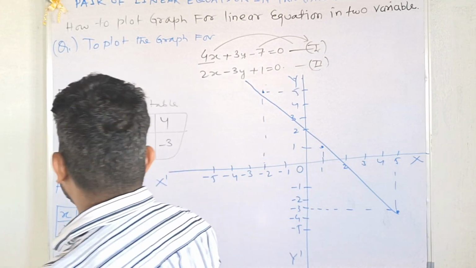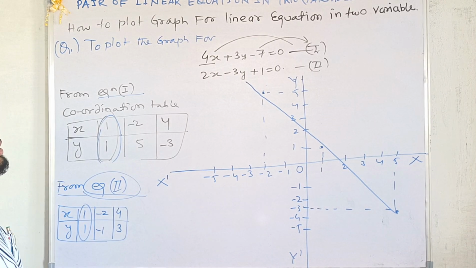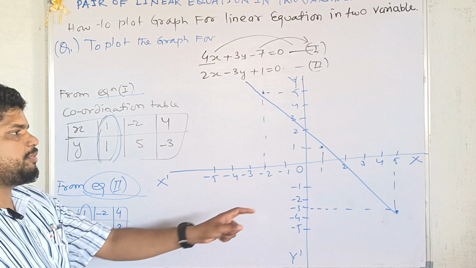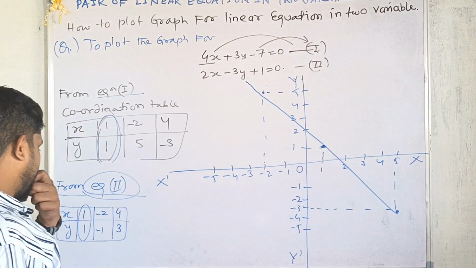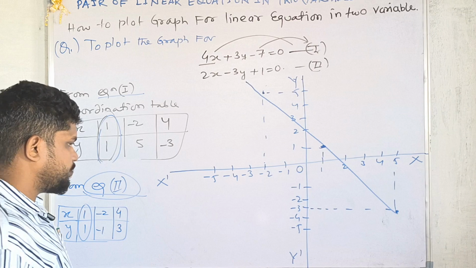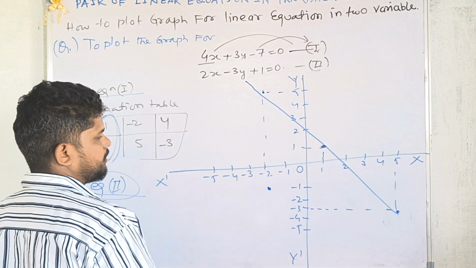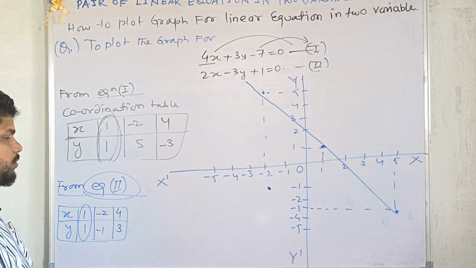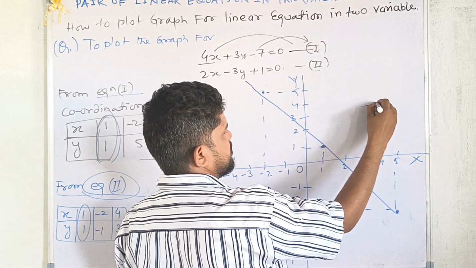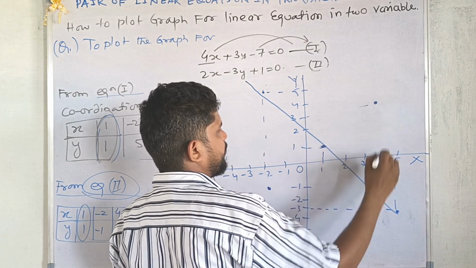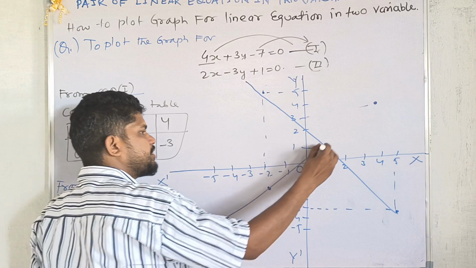Now just try to plot the points which we have got from equation number 2. (1, 1) will remain here only. Okay, this will touch here. And (-2, -1). Where is minus 2, minus 1? This will come here only. (4, 3). Where is 4, 3? This will be somewhere here. It seems like these 3 points are in a straight line, so we will make a straight line here.